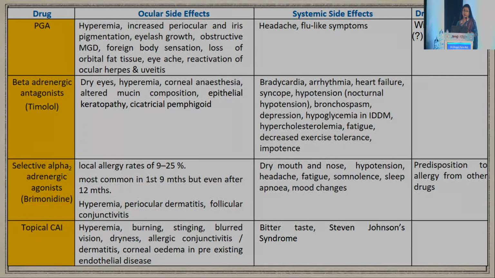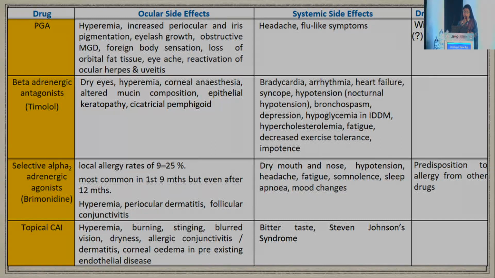It can mask the effects of hypoglycemia and brittle diabetes. It can cause hyperlipidemia and fatigue. Brimonidine causes CNS depression and even mood changes, because of which sometimes patients can undergo unnecessary psychiatric and neurological investigations and MRI and whatnot. But all we actually need to do is be aware and omit the drug. And if a patient is sensitive to brimonidine, it often predisposes to allergy from other drugs.